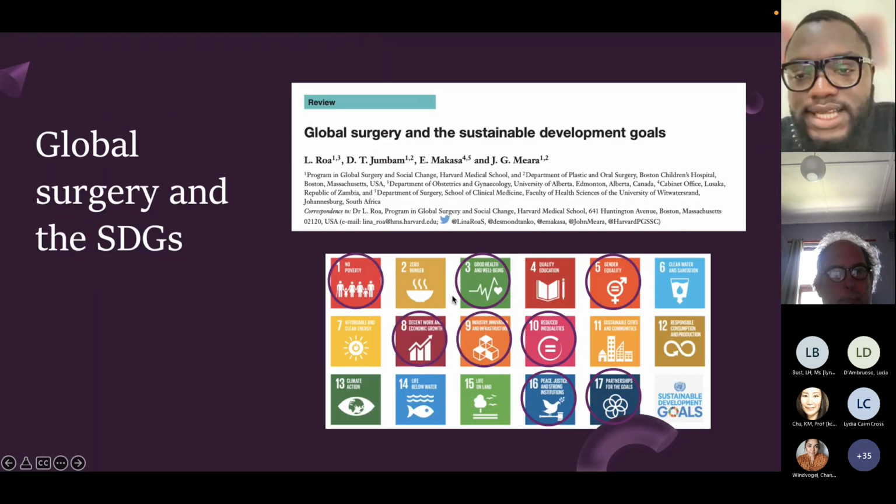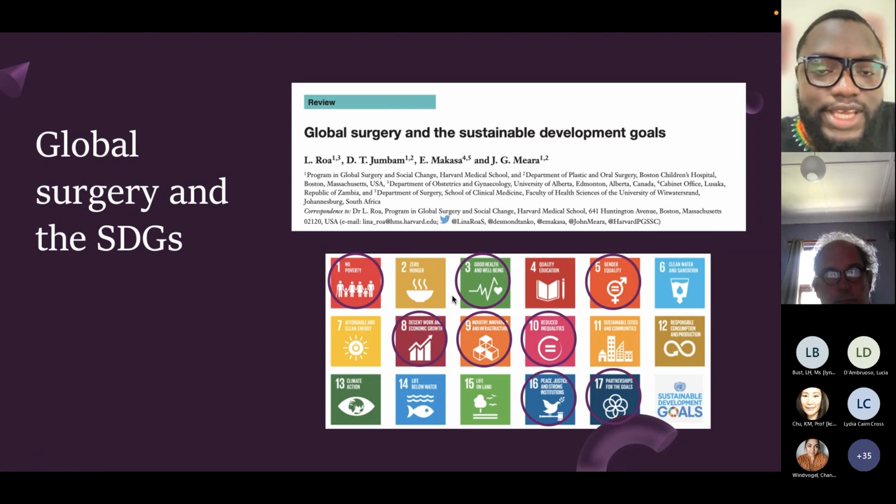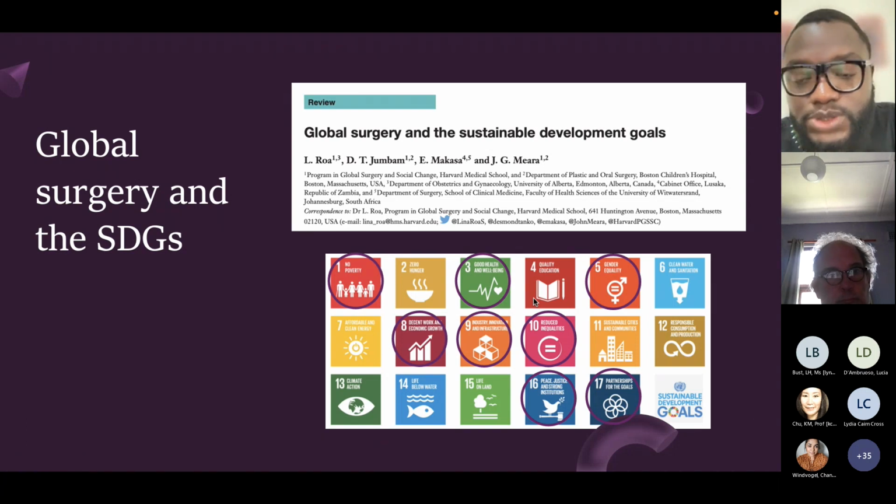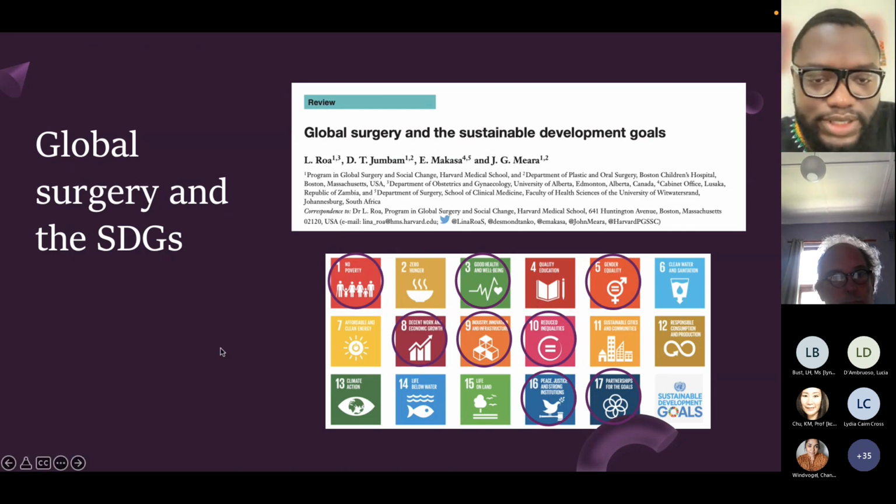There have also been cases that have made for the utility of surgical care to addressing the Sustainable Development Goals. This paper points to the fact that up to 8 of the Sustainable Development Goals could be addressed by strengthening surgical services. So surgical services will contribute to attaining 8 of these Sustainable Development Goals.